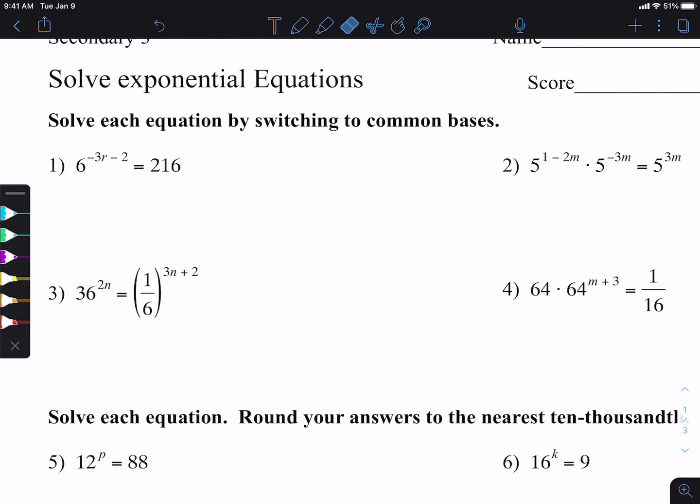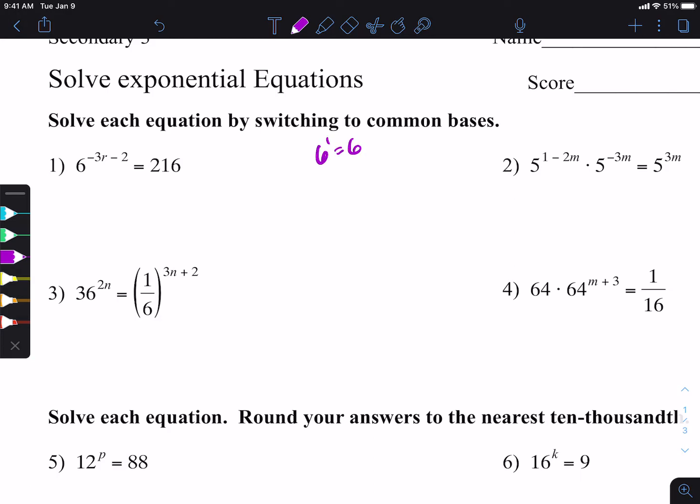We're going to look at solving exponential equations where we have to switch them to a common base. Okay? So that means that I want the base here to be the same as the base here, right? So the first thing that I want to do is think in terms of 6. So I'm going to see if I can write 216 as a power of 6.